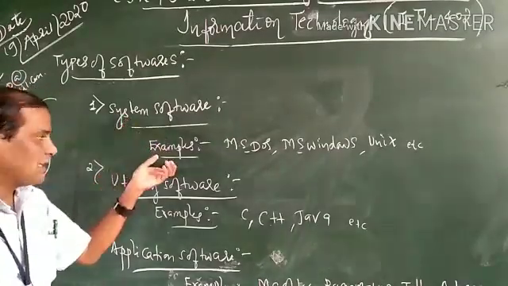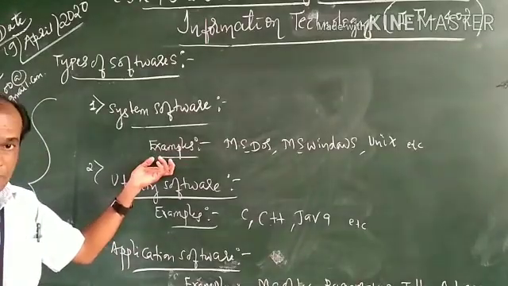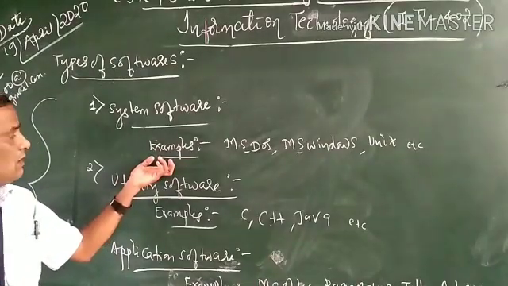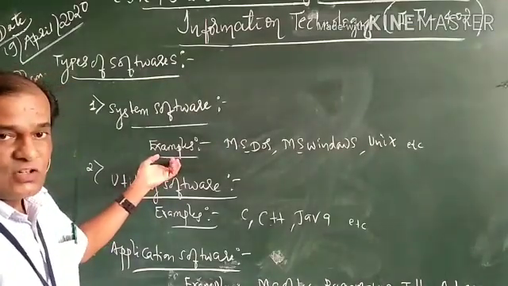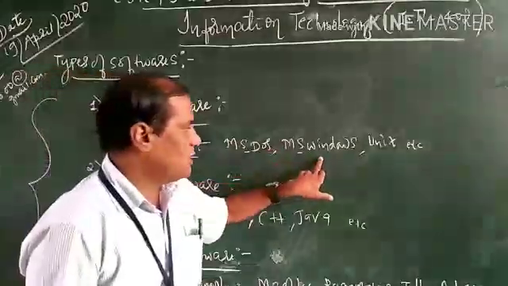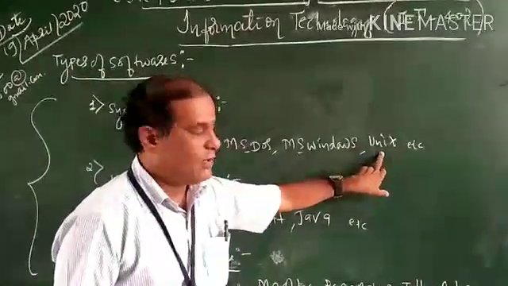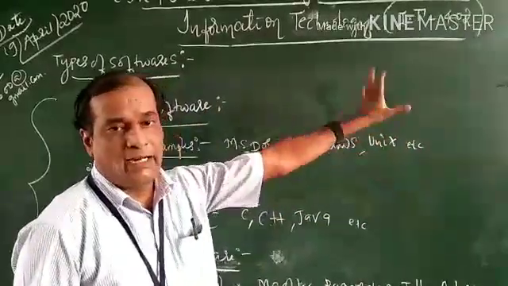Then we can deal with the examples under this one. System software, which is mainly related to the computer, or an operating system. Some of the examples of system software or operating systems may be MS-DOS, MS Windows, Unix, Linux, or Android. So many are there.